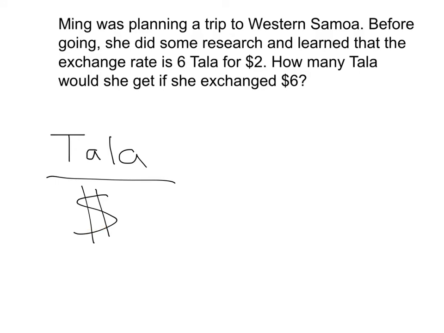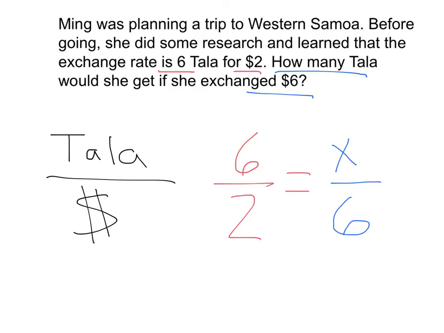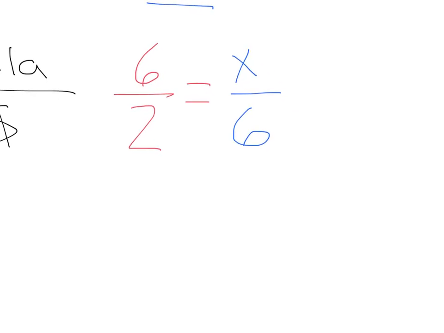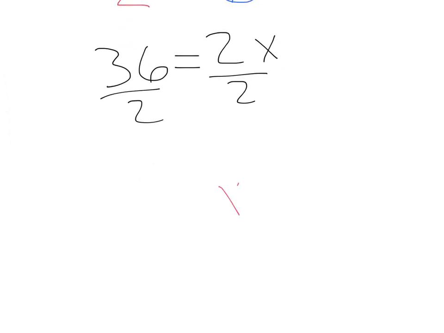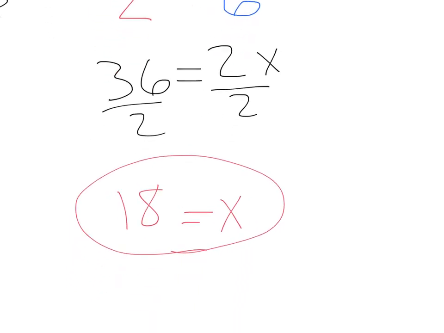So what do we know? We know that she saw the exchange rate was 6 tala for $2. So I'm going to set up my first ratio as 6 over 2. We're going to set that equal to how many tala, so we know that's our x, would she get if she exchanged $6? So I'll put that over 6. Now we've got our proportion. Let's go ahead and cross multiply. That'll be 36 equals 2x. We could divide each side by 2. And we're going to get an answer of x equals 18. So if she spent $6, she would get 18 tala in return.